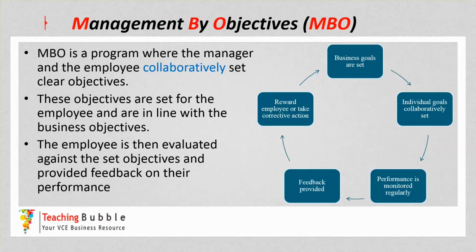So if you look at the diagram there, at the top, the business would set their goals first, then individual goals would be set for the employee, and they're collaboratively set. So the employee still has some involvement in what the goals are, but they must be in line with the business goals. That's why the collaboration is important there.